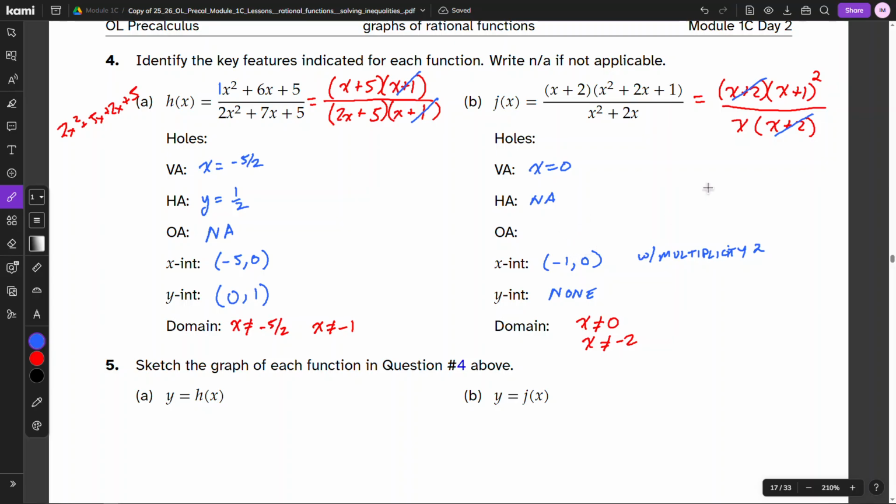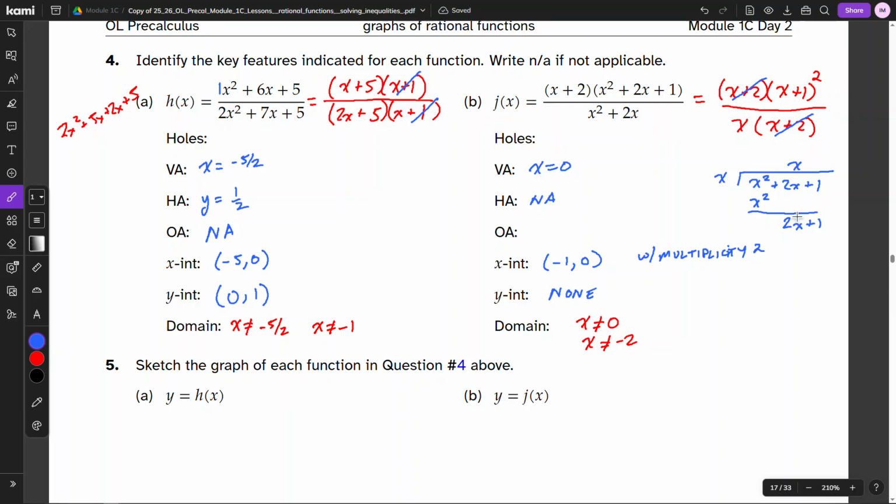Okay. If I want to find the oblique asymptote for this one, I have x is equal to 0, and I have x plus 1 squared. So this becomes a little bit weird, but I can do long division always. So I have x squared plus 2x plus 1. We'll say x goes into x squared x times, so this is x squared, right? And if I subtract, that's going to give me 2x plus 1 here.